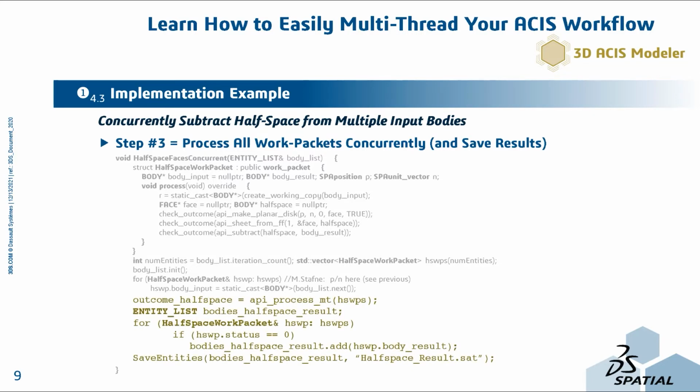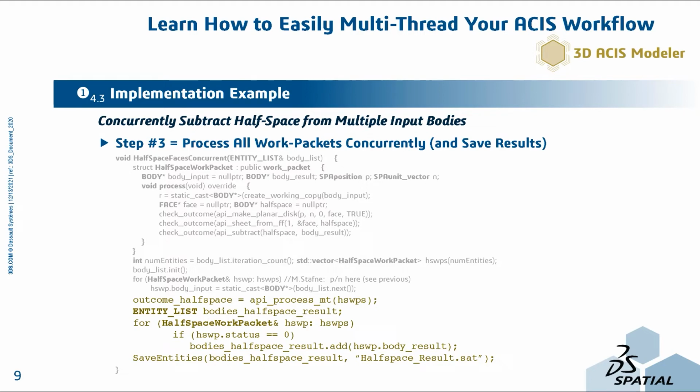The third and last step involves passing the array of half-space work packet objects to the helper function API Process MT for parallel processing. The number of threads can be defined via API Process MT as an additional argument. See header file processmt.hxx for details, or earlier when ACIS is initialized during application start.